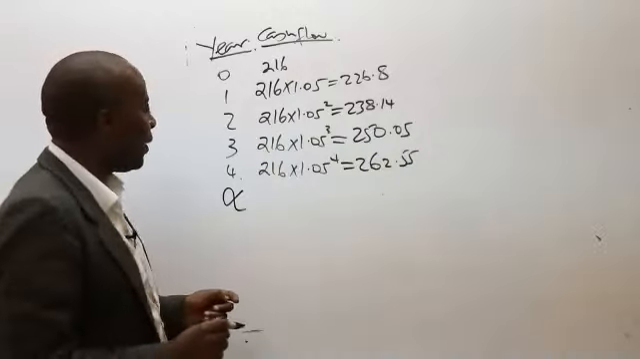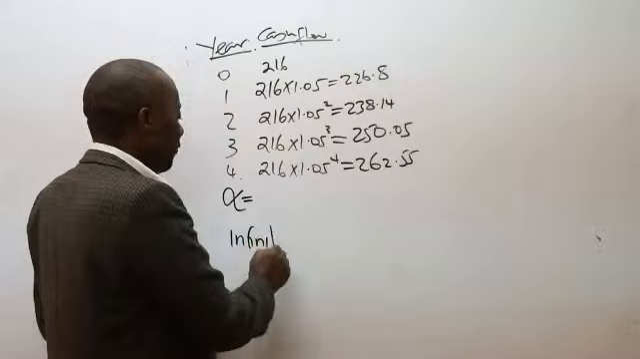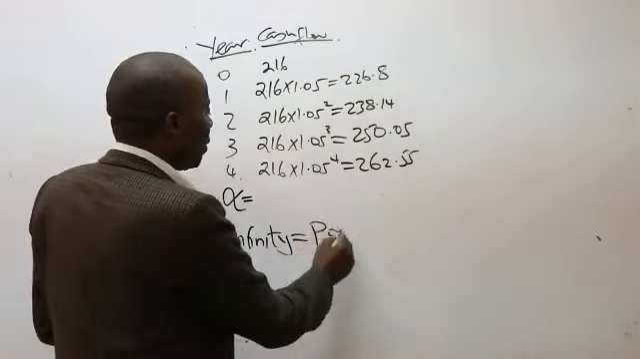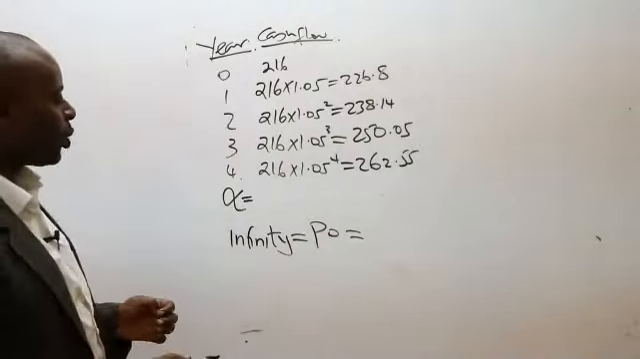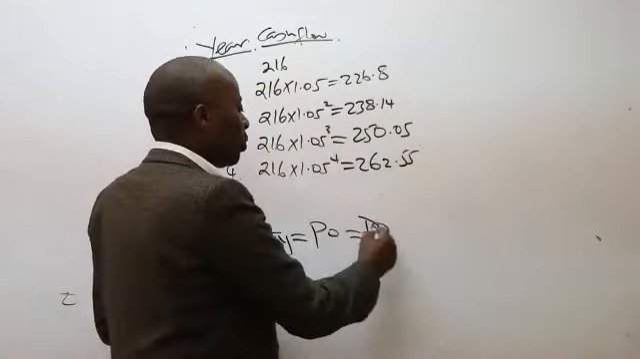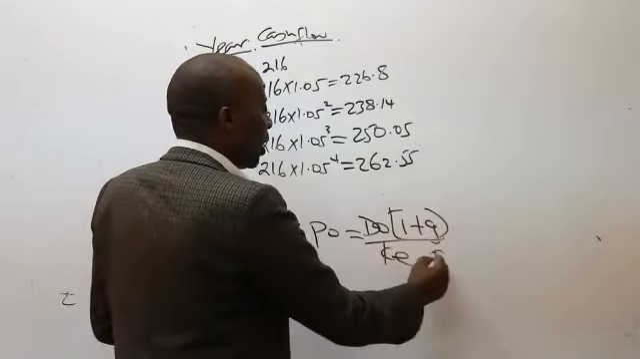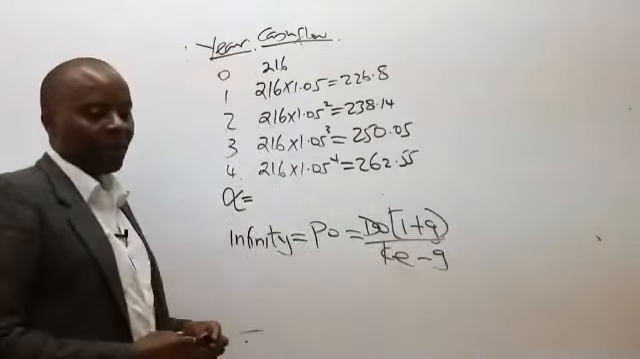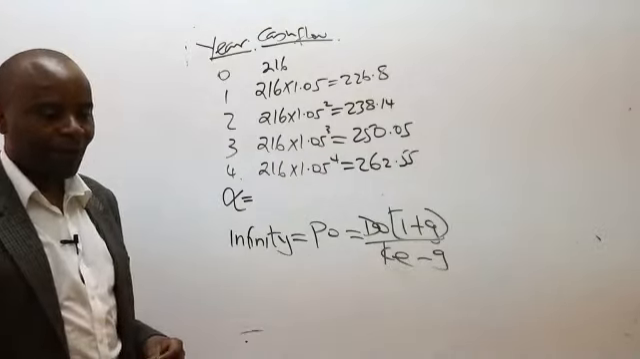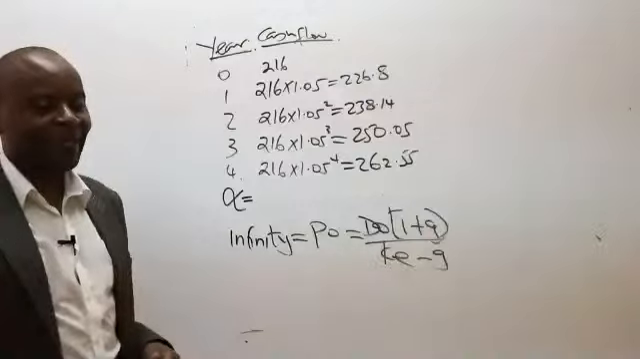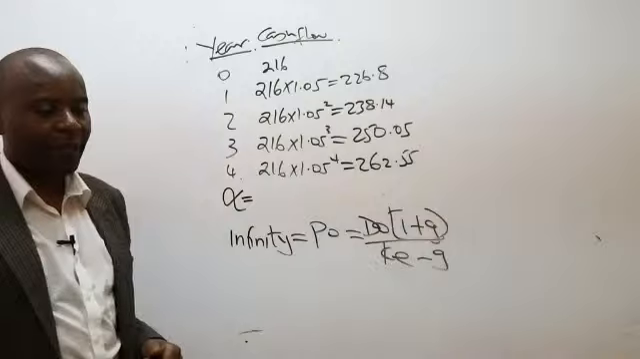We enter into the infinity. The infinity is the terminal value, which will be equal to D0 times (1 plus g), all over Ke minus g. All over Ke minus g.